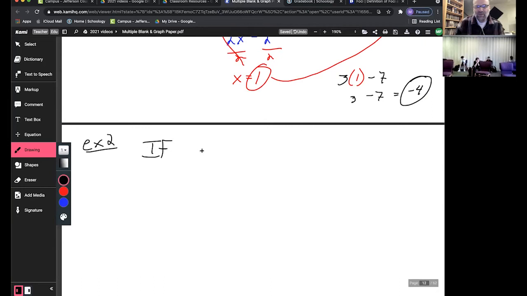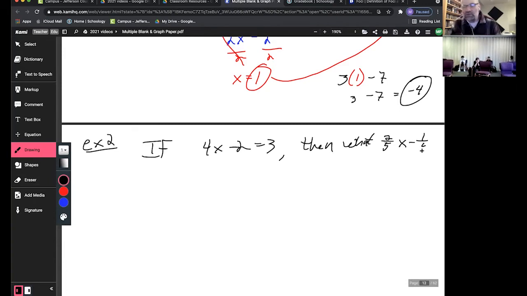If 4x minus 2 equals 3, then what is the value of 2/5 x minus 1/4? Ooh, that looks ugly. But let's not worry about that right now. Let's solve for x first. What'd you get when you solve for x? Well, let's try it. Add 2.